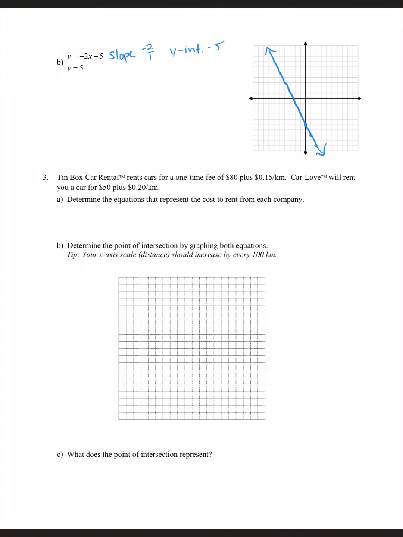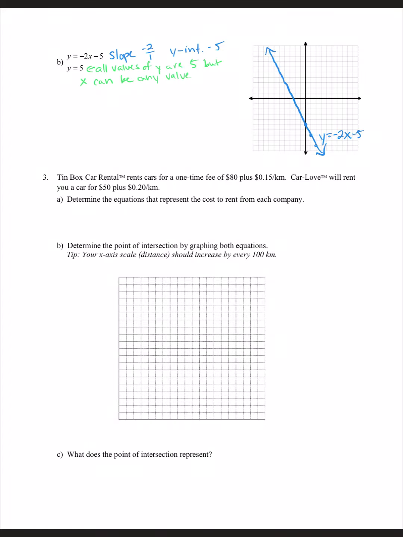Okay, and then we're going to label that line y equals -2x minus 5. Okay, for the second equation, this looks a little different. It doesn't have the mx plus b, but when we have y equals 5, what that really means is that all values of y are 5, but x can be any value.